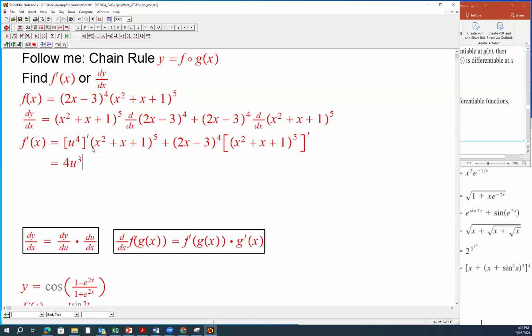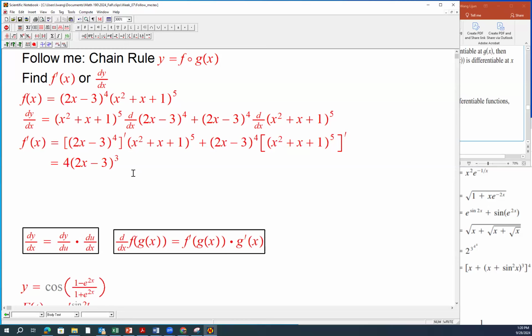Okay, just on that part. And then we know what u was, right? U was that, and you substitute that u back. Okay? Part 1. So that's we're doing this part, dy du. And then we're going to do du dx. Du dx, basically, the u is 2x minus 3. The derivative of 2x minus 3 is 2.